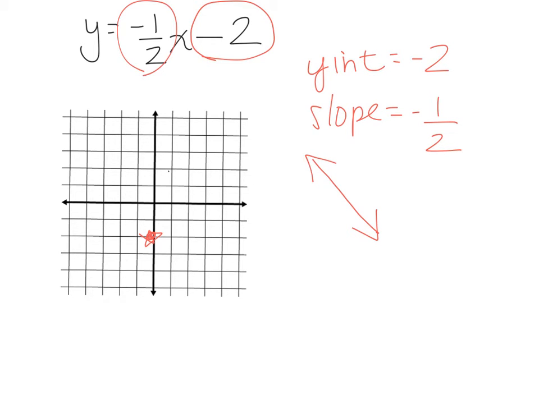For my anchor point, I'm going to go down 1 over 2, hits that point right there. Down 1 over 2, hits that point right there. And then connect the dots. And there we go. There's my line right there. And I can check if it's right. Negative 2 is my y-intercept. My slope is negative 1 over 2. Correct. Okay, let me give you another one, and I will do a try it.